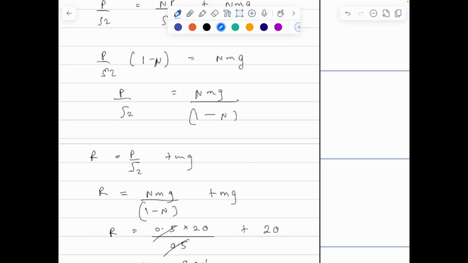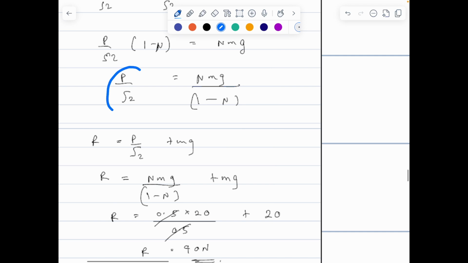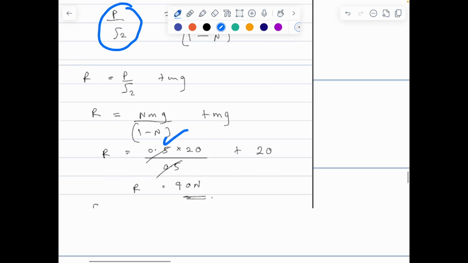Reaction is equal to what? P over root 2 plus mg. Then I know P over root 2 is equal to what? Mu mg over 1 minus mu. Then having substituted the information in the question, you can get the reaction to be equal to 40 newtons.